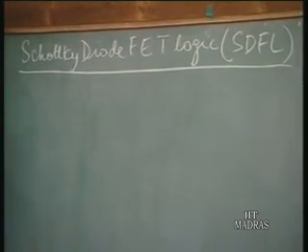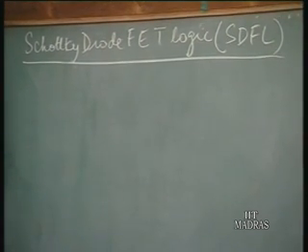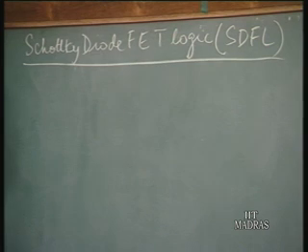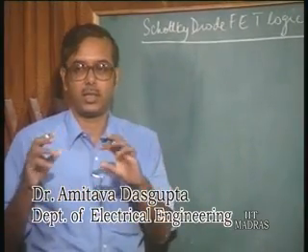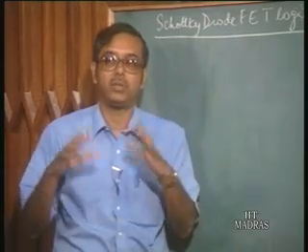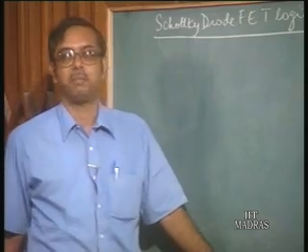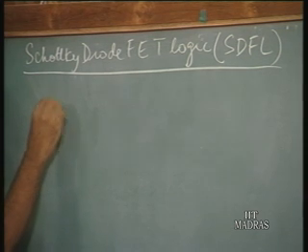This logic family, as I said, uses only depletion mode transistors, and it uses Schottky diodes to perform the logic operation. The advantage of using a Schottky diode is that it occupies much less area compared to FETs, and thereby the area requirement is less. So, in fact, the Schottky diode FET logic can be used for large scale integration purposes, because it requires much less area compared to the other logic families. The basic circuit is like this.